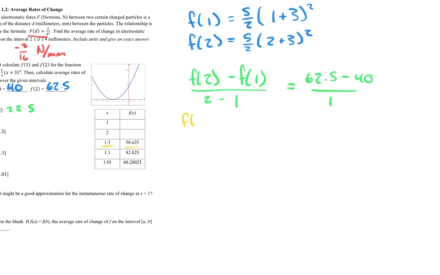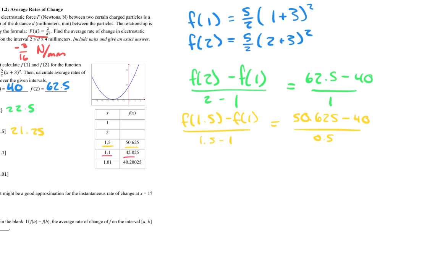Okay, and on part C, we're going from 1 to 1.5, and notice it gives us these numbers here. So we're going to have F of 1.5 minus F of 1 over 1.5 minus 1. So this is going to be equal to 50.625 minus 40 all over 0.5. So if we go ahead and work this out, we should get 21.25.